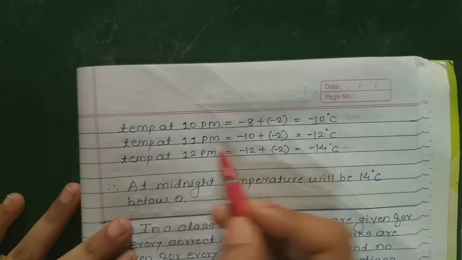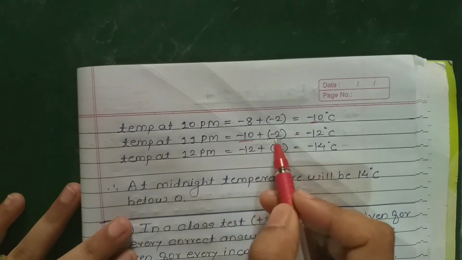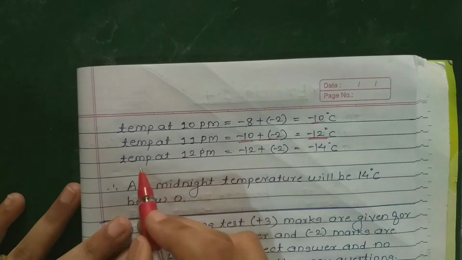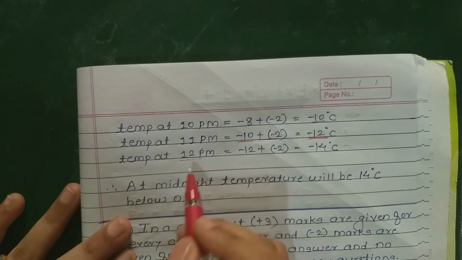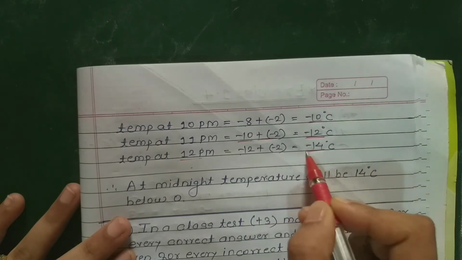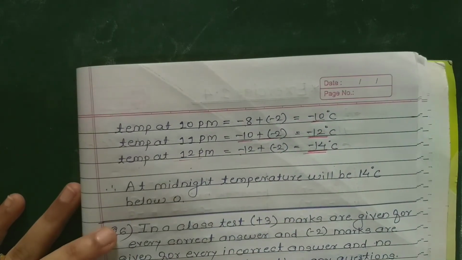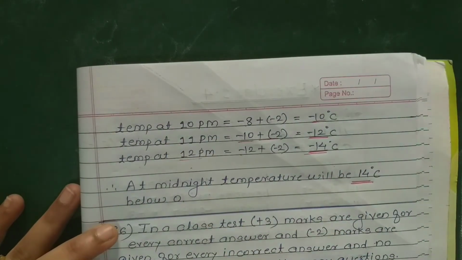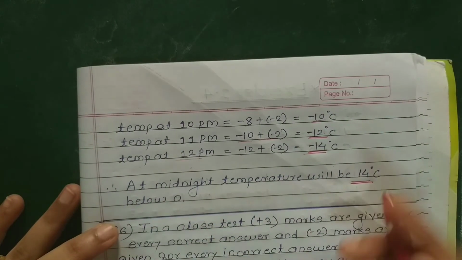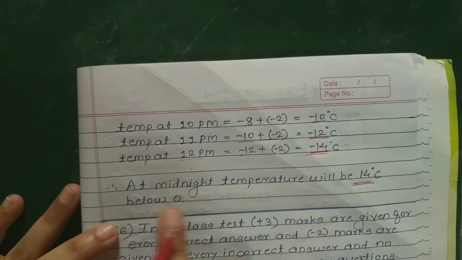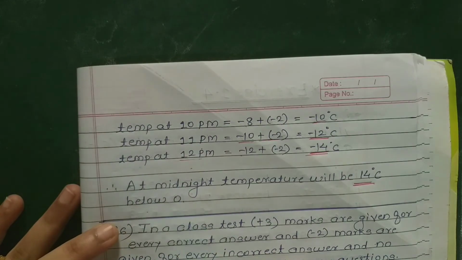At 11 p.m., negative 10 plus negative 2. That is negative 12 Celsius. And at 12, at midnight, negative 12 plus negative 2. That is negative 14 degrees Celsius. So at midnight the temperature will be negative 14 degrees Celsius, below 0. So the temperature is negative since it is below 0. Okay, so it's very simple.